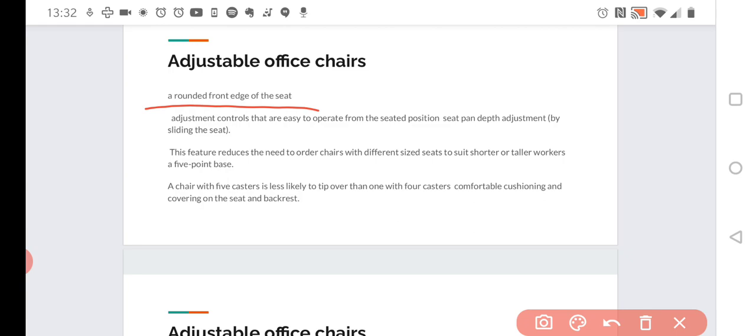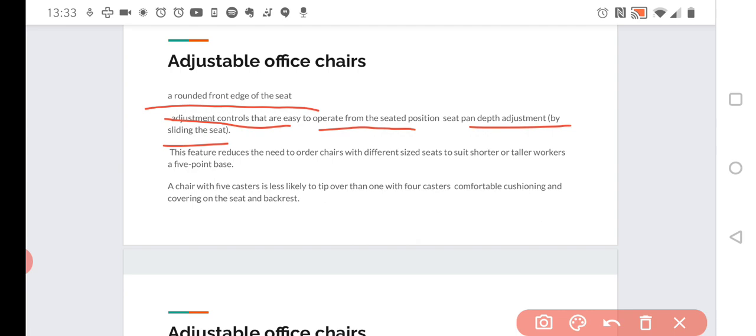The front edge of the seat should be rounded. There is a need for adjustment controls that are easy to operate from the seated position. Seat pan depth adjustment by sliding the seat. So we said that this needs to be flexible. It needs to be adjustable for the worker, but these adjustments also need to be easy. If it would be very hard or uncomfortable for the worker to adjust them, it would create an incentive not to adjust them at all, and that would not be good.